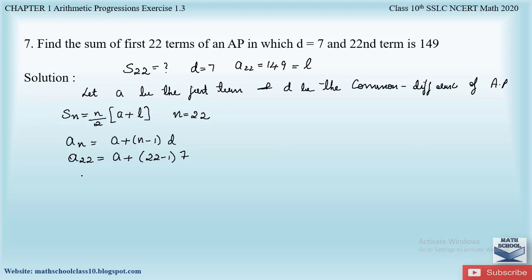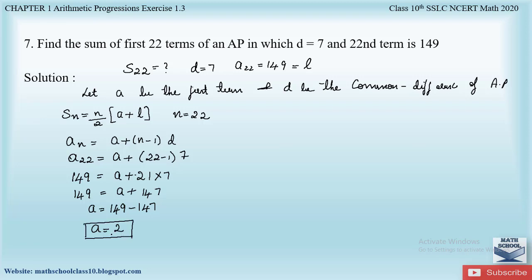So a22 is 149, which is equal to a plus 21 into 7, that is 147. So 149 is equal to a plus 147. If we transfer this 147 to the left hand side, we get 149 minus 147, so a is equal to 2. So we got the a value.